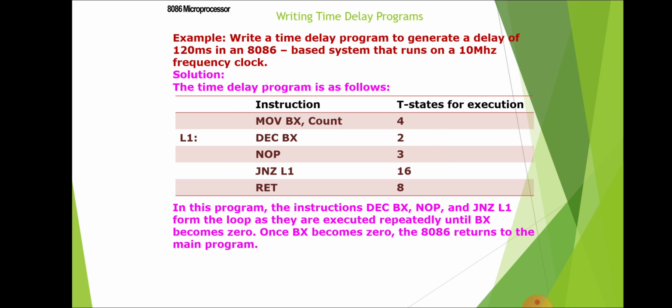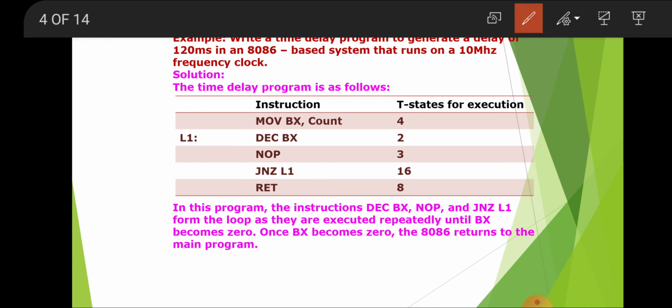So first instruction, MOV BX, count. Whatever the count is, it is moved into BX, so we have to find the value of BX. Then we have taken one loop, that is L1. Decrement BX, which requires two states for execution. After that NOP is executed and it takes 3 clocks or 3 time states. Then JNZ L1.